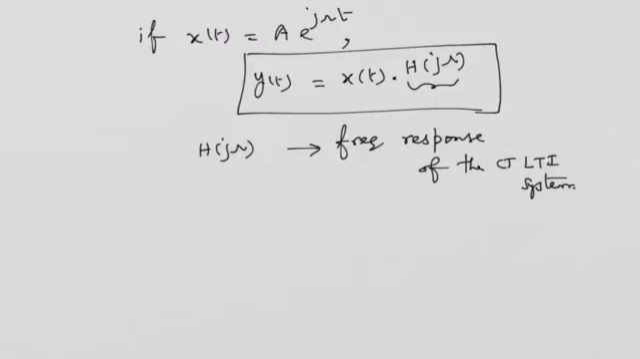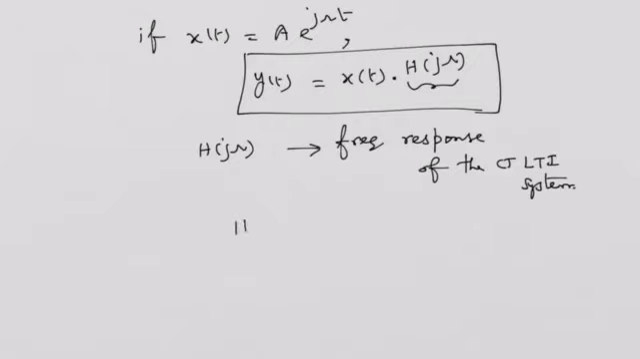So, H of j omega is called the frequency response of the LTI system. When the input is a complex sinusoidal signal, the LTI system produces an output which is also a complex sinusoidal signal of the same frequency but modified only by H of j omega. H of j omega is called the frequency response of the continuous time system.